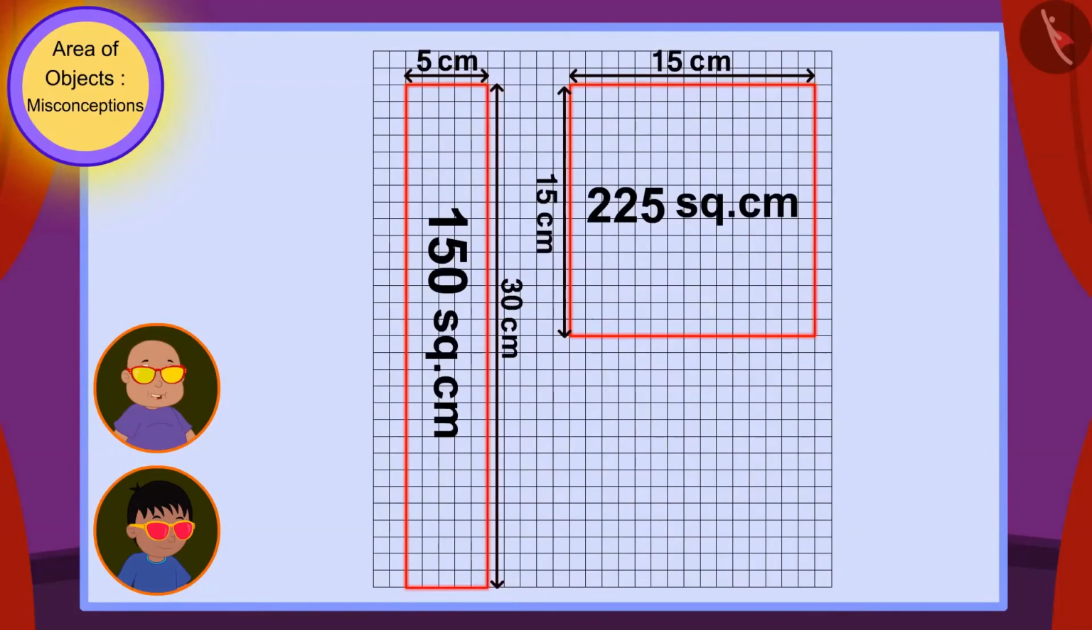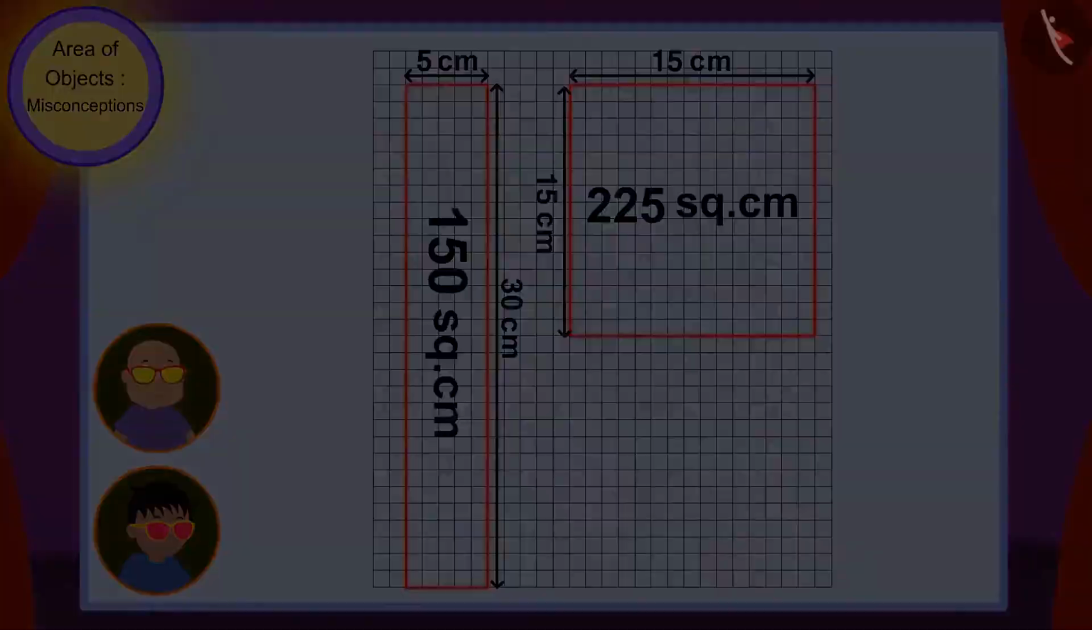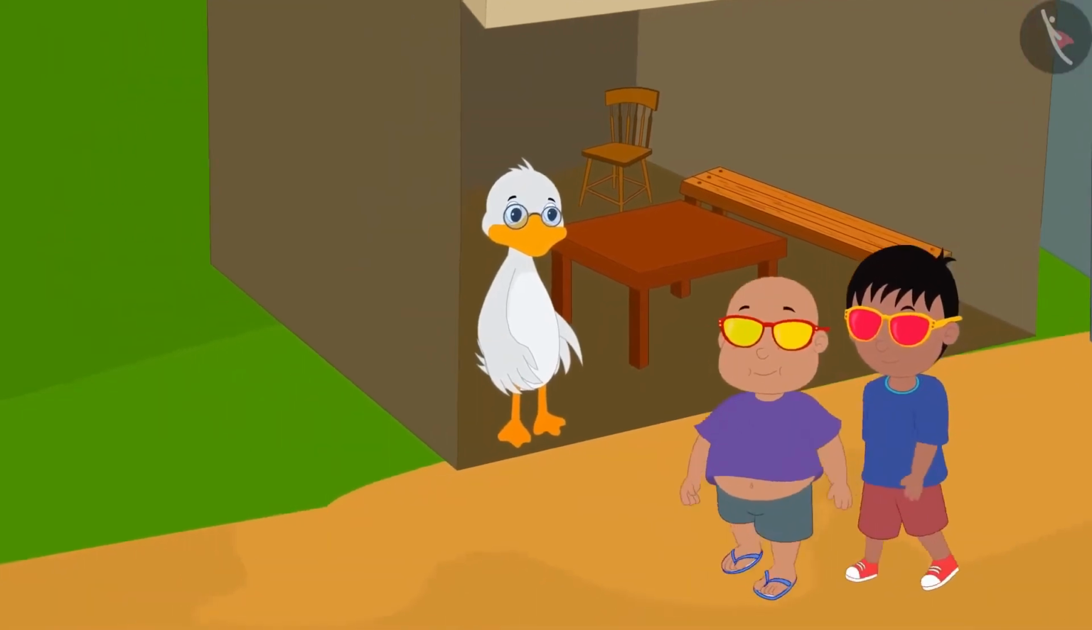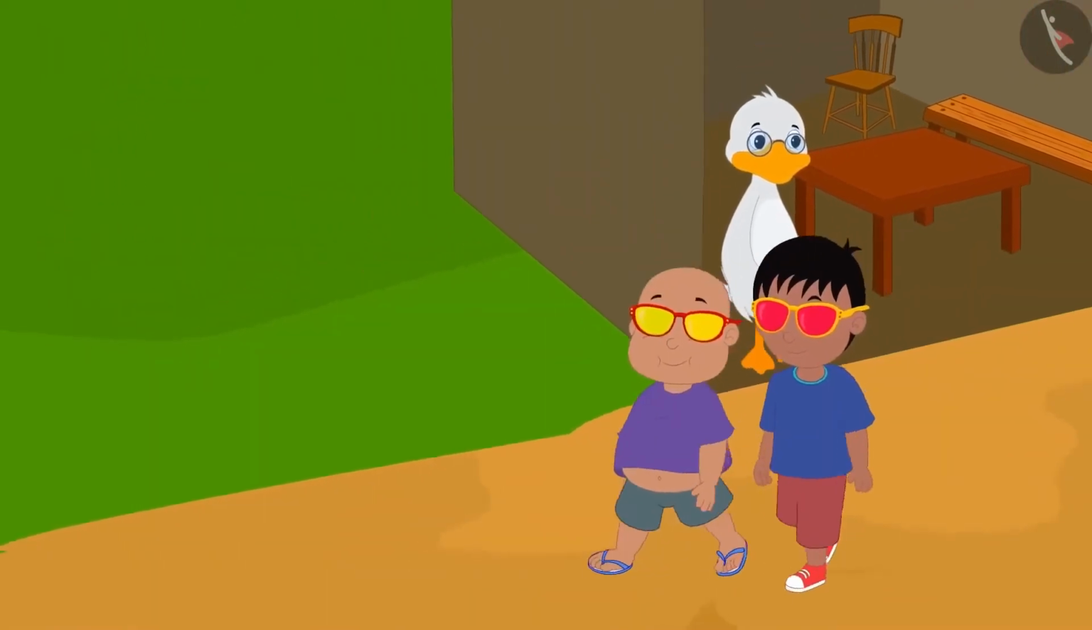Look, Raju, the area of the rectangular table is 150 square centimeters and the area of the square-shaped table is 225 square centimeters. So even though the measurement of the longest edge of the rectangular table is bigger than the edge of the square-shaped table, the square-shaped table is bigger than the rectangle-shaped table. Bablu told Raju. Raju understood his mistake, and both friends put on their glasses and started walking once again.